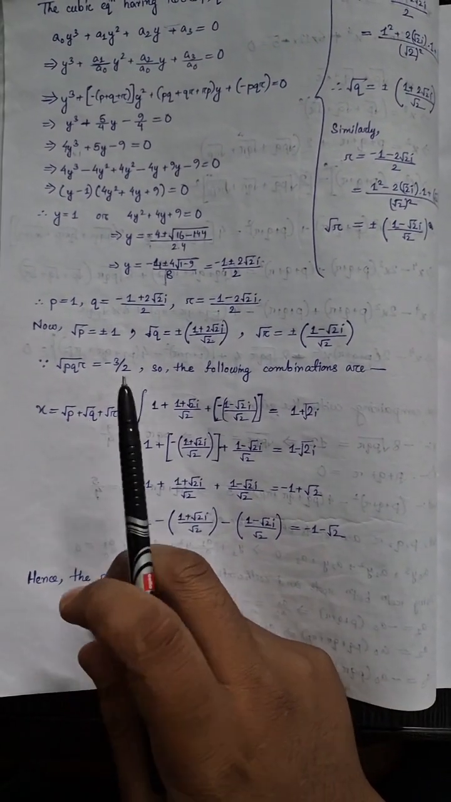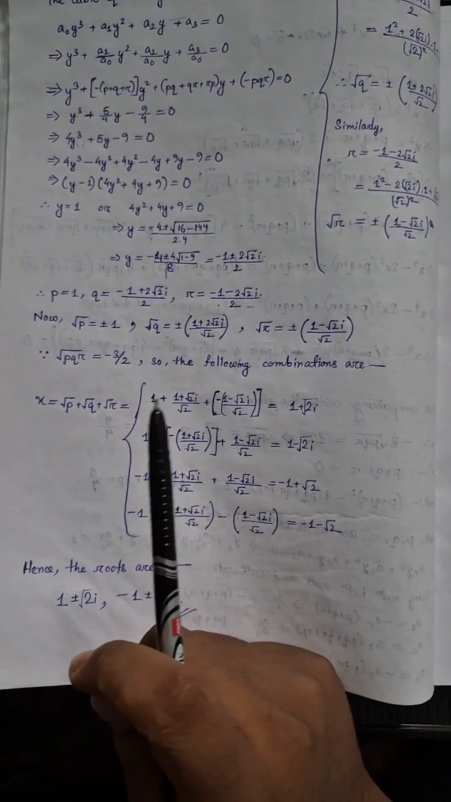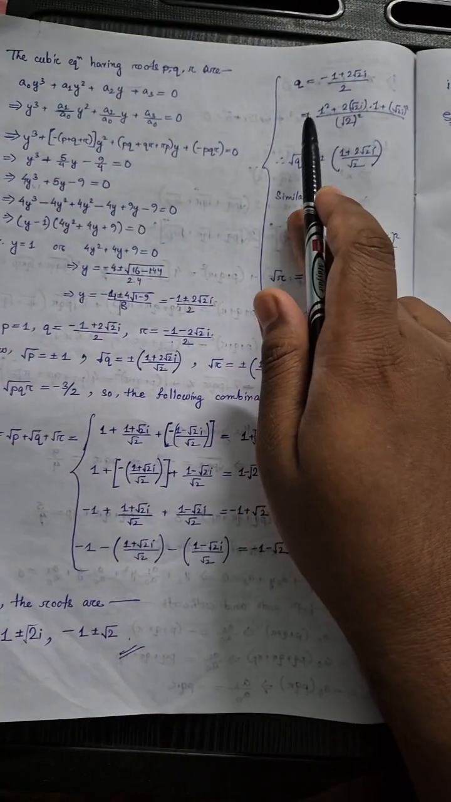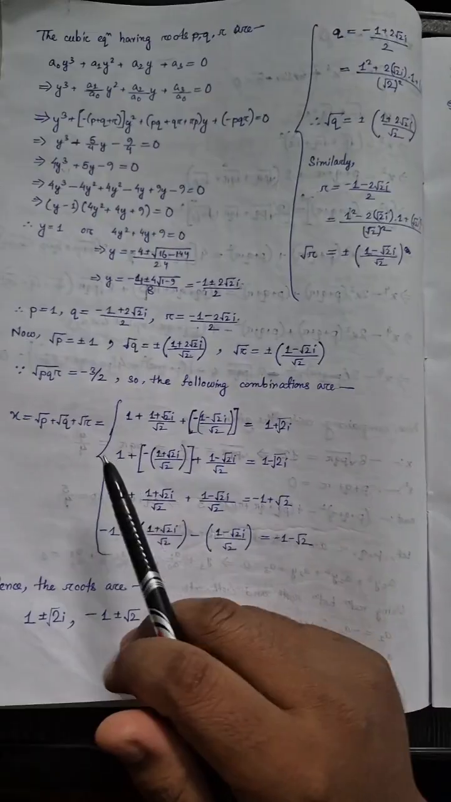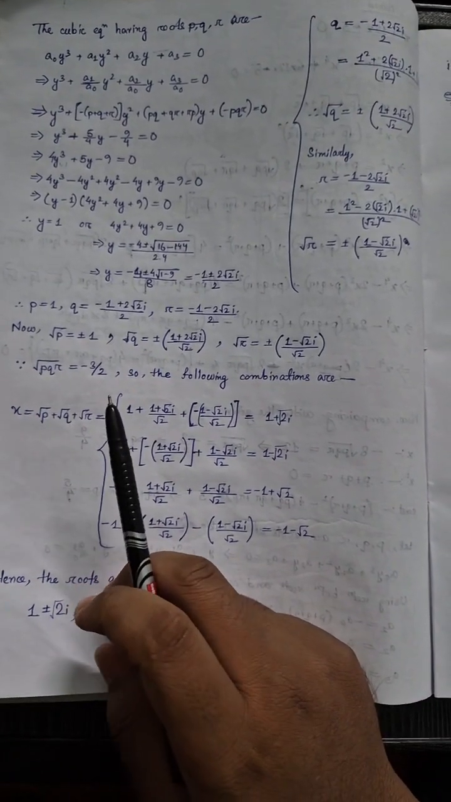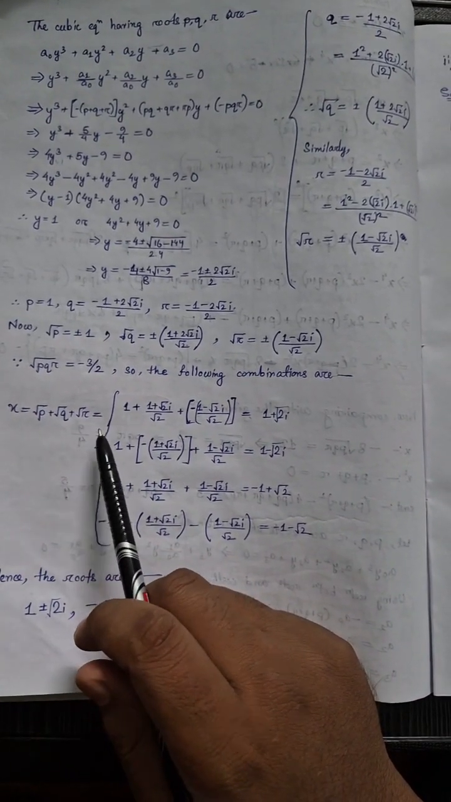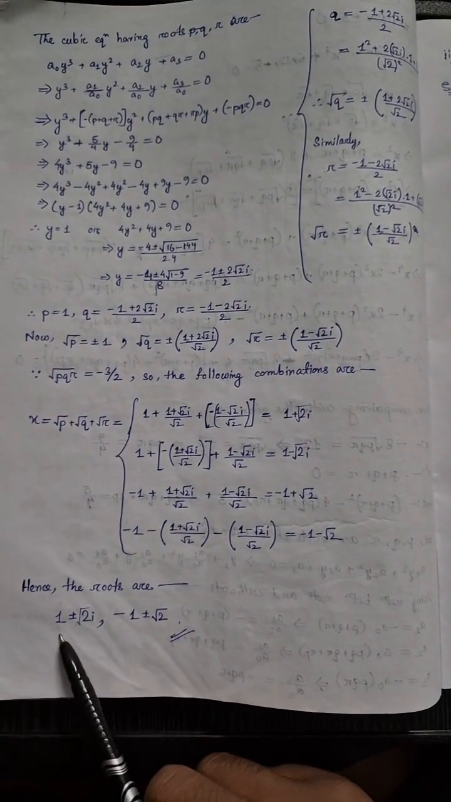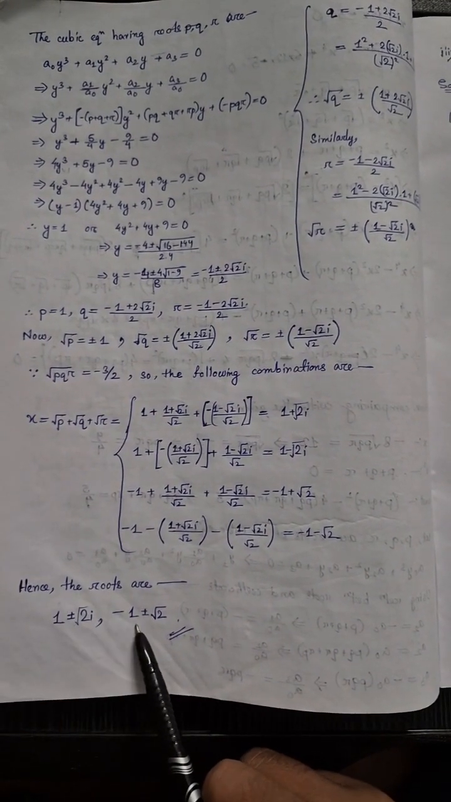So now we have to find the values of root p, root q and root r. So now we have to find the square root of these values. Here I have written this in rough, as you can see. Now at first we assume that x equal to root p plus root q plus root r. So this will be the following combinations. So hence the roots will be 1 plus minus root 2 and minus 1 plus minus root 2.